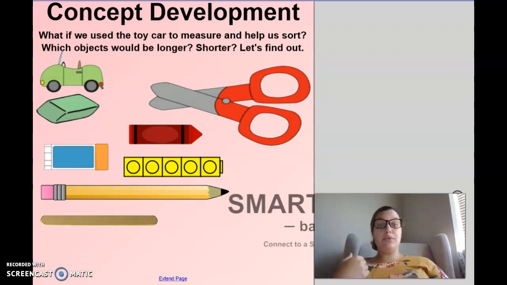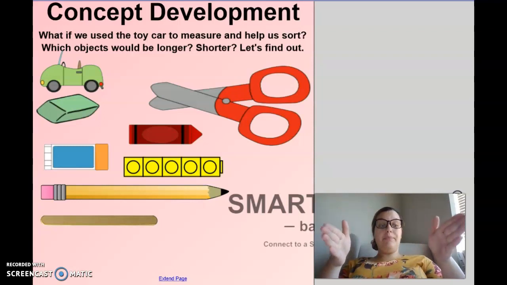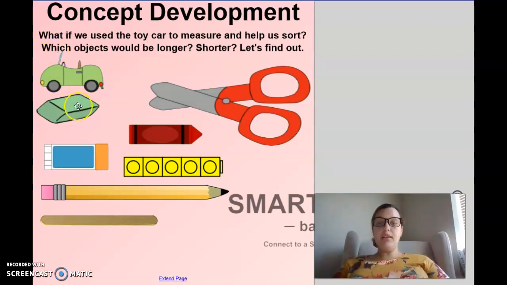Now we're going to take one of those objects, and for this problem, we're going to use the toy car. And what I want us to do is I want to figure out if the objects we're comparing it to are longer or shorter than the car. So you can show me with your hands longer or shorter. So let's start right here. The car is here and it's perfectly aligned with the eraser. Is the car longer or shorter?